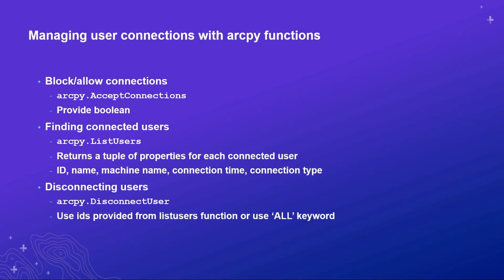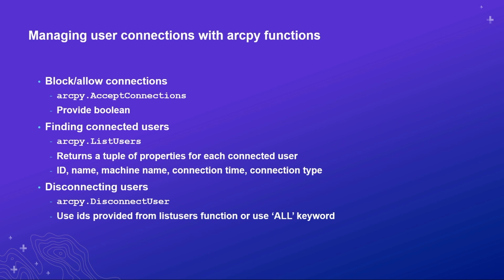We have multiple functions for managing user connections. First is the accept connections function. You provide an admin connection and a Boolean value as parameters. True means new connections to the enterprise geodatabase are allowed, and false means new connections are blocked. If the parameter is set to false, currently connected users will not be abruptly disconnected. They can continue to work in that session. When they start a new session, try to create a new connection, or do an operation that requires a new connection, those will be blocked.